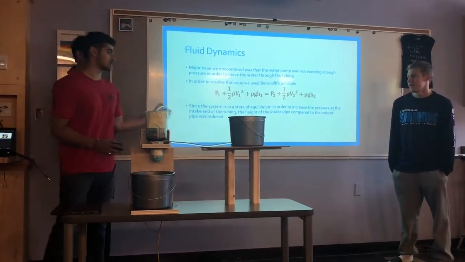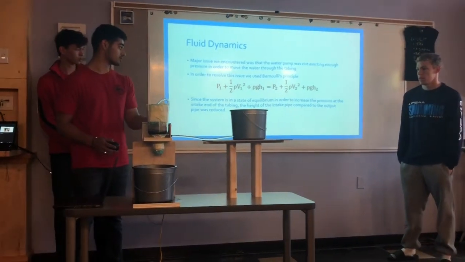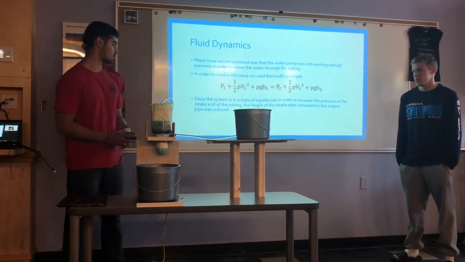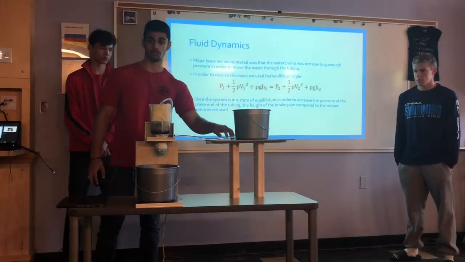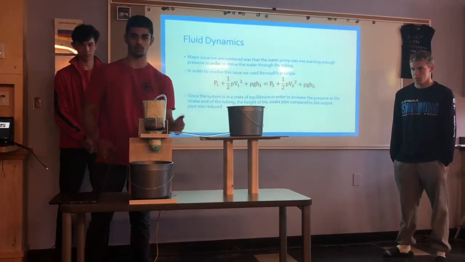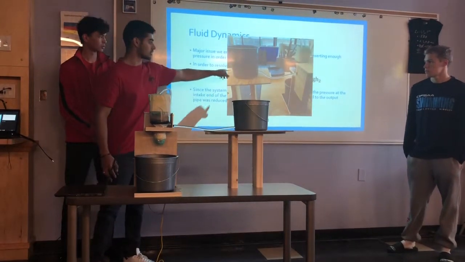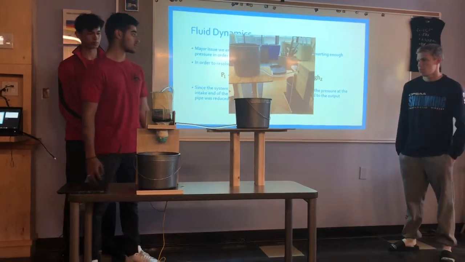Since the system is in a standing equilibrium, in order to increase the pressure at the intake end of the tubing, the height of the intake pipe compared to the output pipe was reduced. And that's why we built this structure here. So the pressure that was needed to exert up until here was not needed anymore, and we reduced that height, and it made a difference. And by that, we were able to get the water flowing.